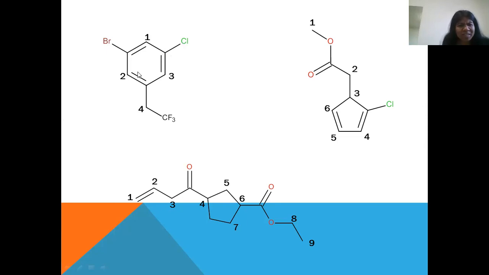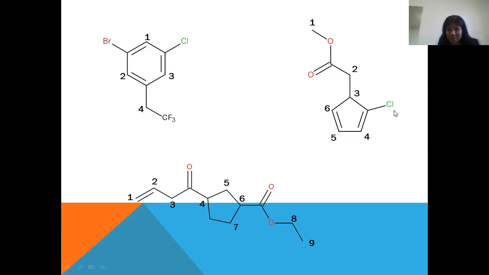Similarly, 2 and 3, they are almost similar, but they are not exactly similar. Because here you can see 2 is attached to a carbon which is attached to bromine, and 3 is attached to a carbon which is attached to a chlorine. Similarly, 4 is attached to CF3. Obviously, its chemical environment is very different from the others. So you can expect 4 different peaks associated with its NMR.